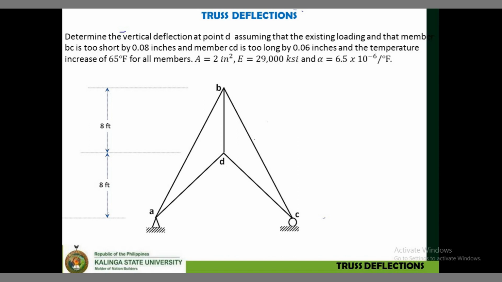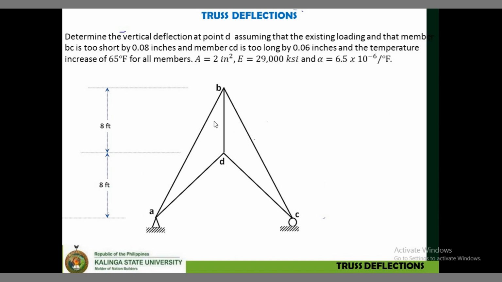The cross-sectional area for each member is 2 square inches. The modulus of elasticity is equal to 29,000 KSI. KSI is kips per square inch. And alpha, or that is the coefficient of thermal expansion, is equal to 6.5 times 10 raised to negative 6 per degrees Fahrenheit. So, ito yung ating figure.